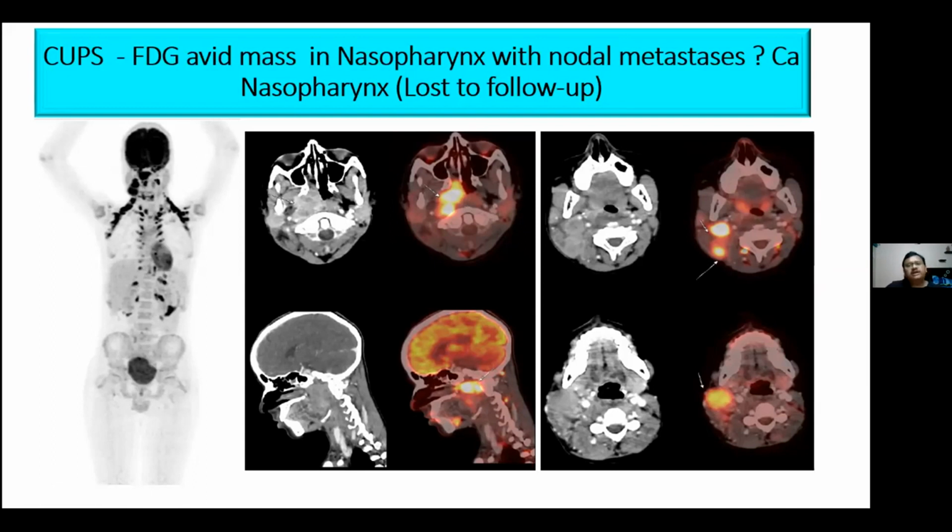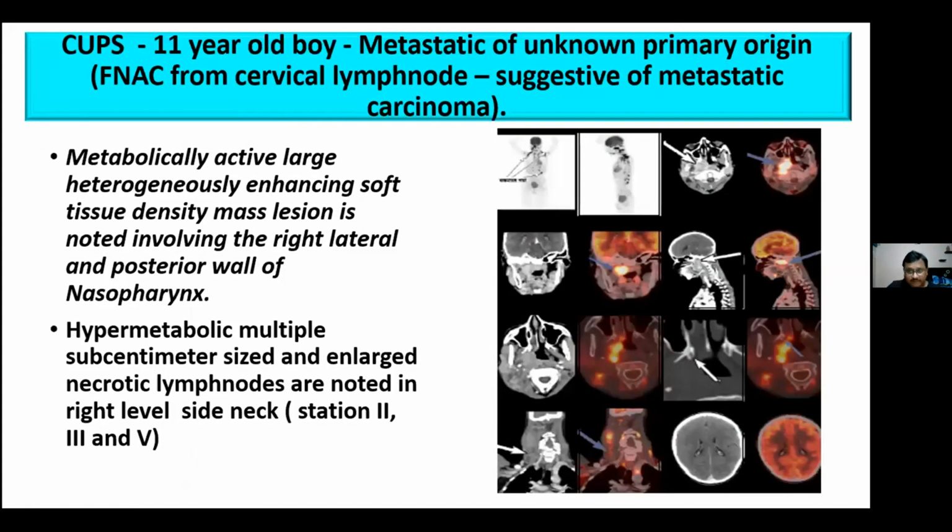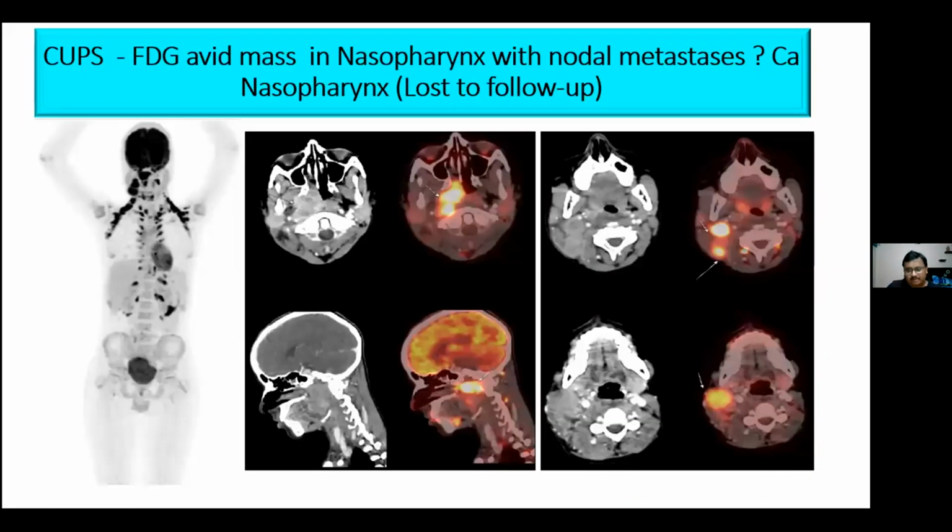There are a few cases reported of CA nasopharynx in children up to 11 years, 12 years, 13 years also, but unfortunately lost to follow up. But we were able to guide that if it was really a carcinoma, it was not a Burkitt's lymphoma, or it was not a lymphoma, that this may be the primary. So to be frank, we don't know the final diagnosis.